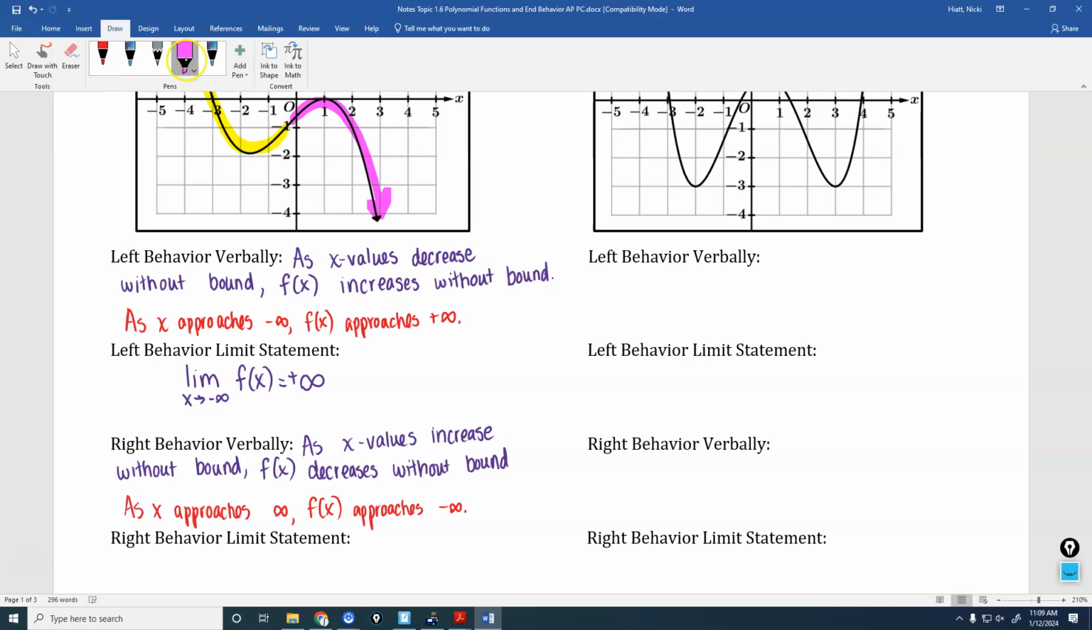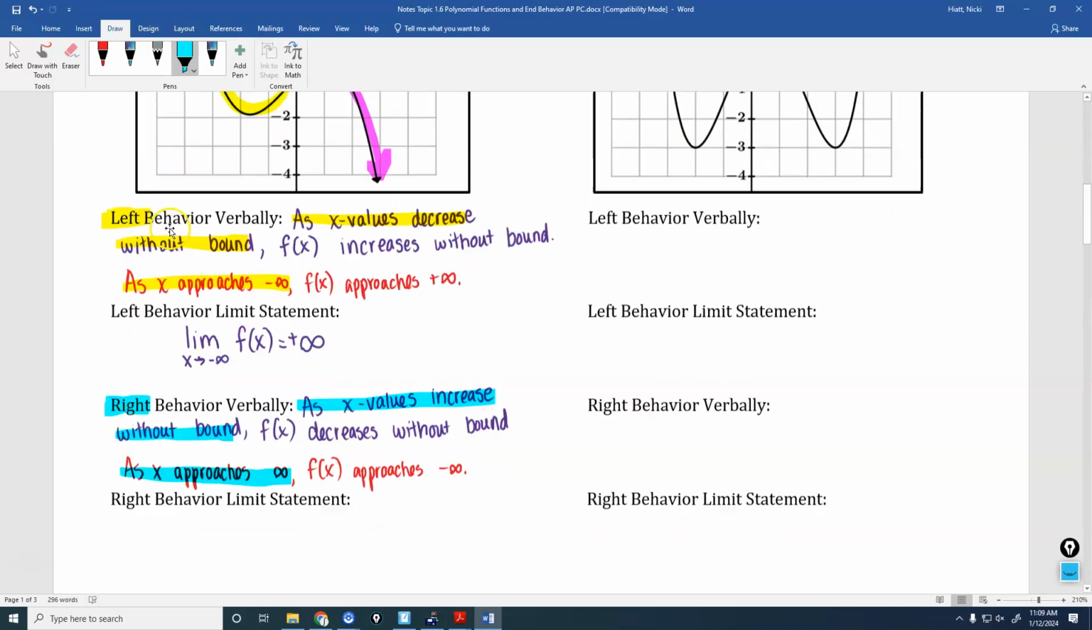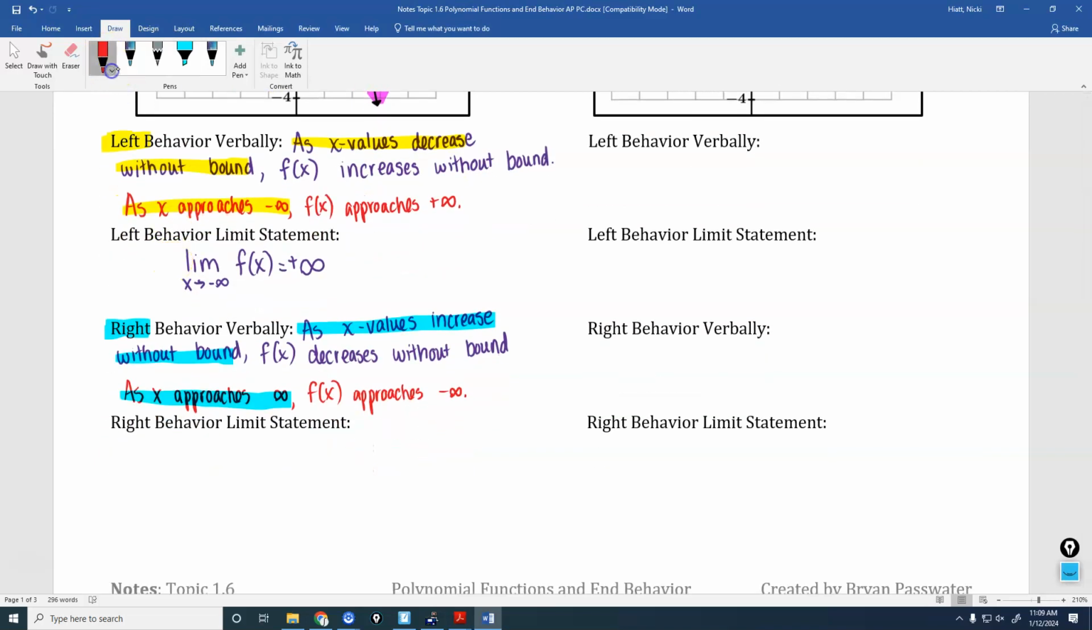Okay, for these problems, this first part right here, as x values decrease without bound, or as x approaches negative infinity, that's what tells you you're looking at the left side, right? For this part, as x values increase without bound, or as x approaches positive infinity, that's what tells you you're looking at the right side of the graph. And for our notation here, with limit notation, we'll say limit as x approaches positive infinity of f of x would equal negative infinity.